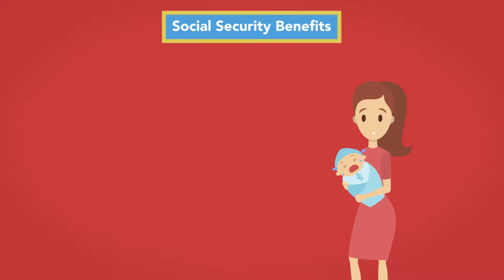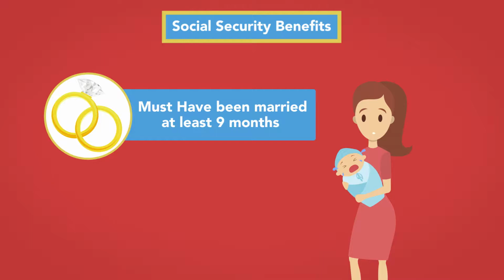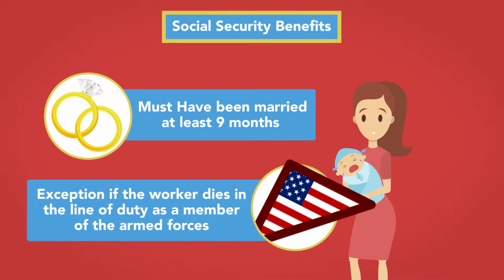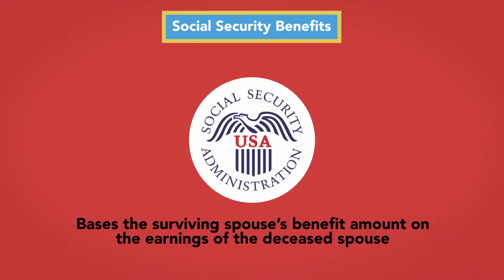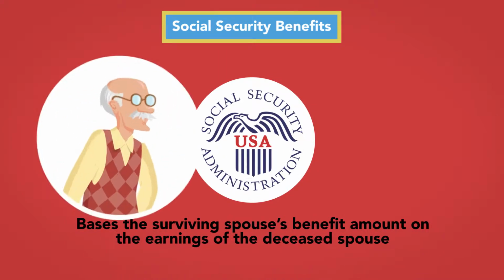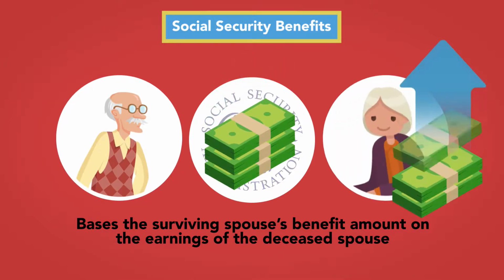To qualify, a surviving spouse must have been married to the deceased worker for at least 9 months before his or her death, though there is an exception to this 9-month marriage rule if the worker dies in the line of duty as a member of the armed forces. The Social Security Administration bases the surviving spouse's benefit amount on the earnings of the deceased spouse. The more the deceased worker paid into Social Security, the greater the survivor's benefits.